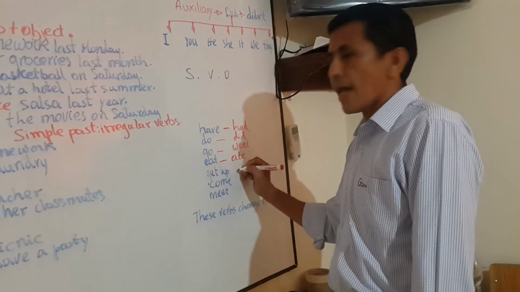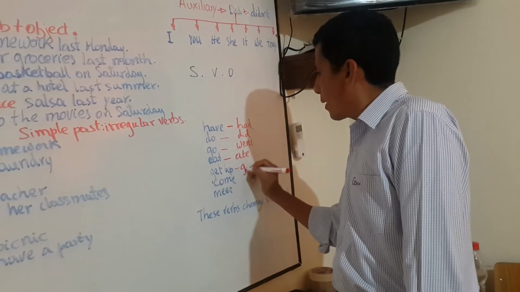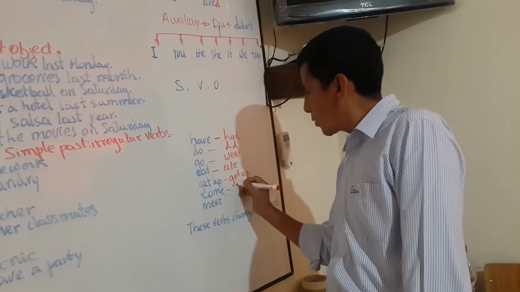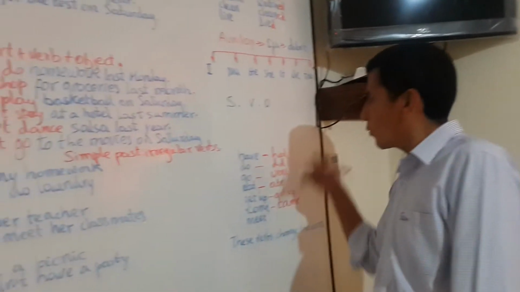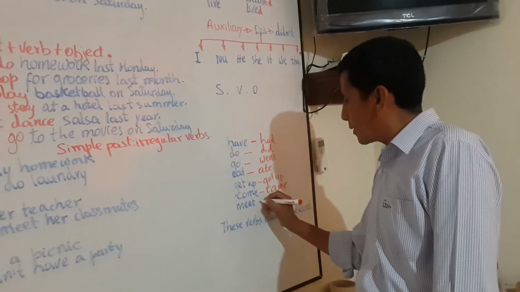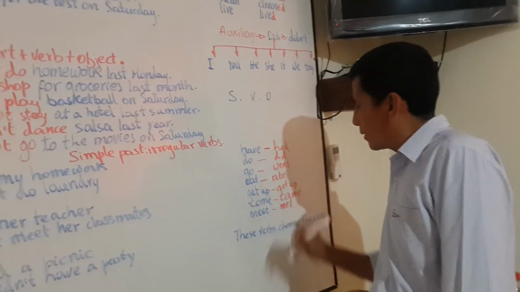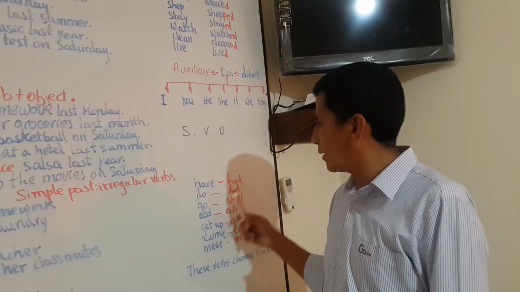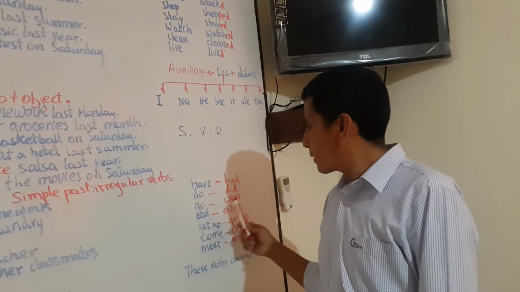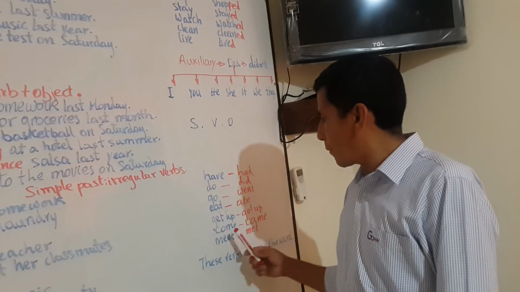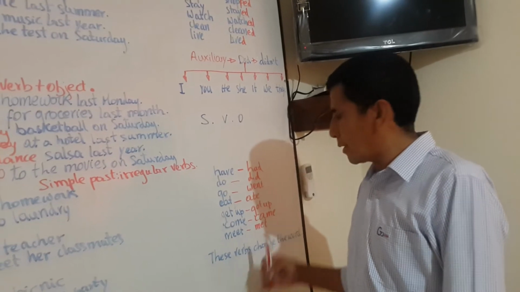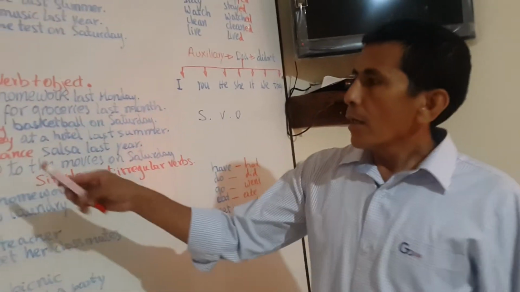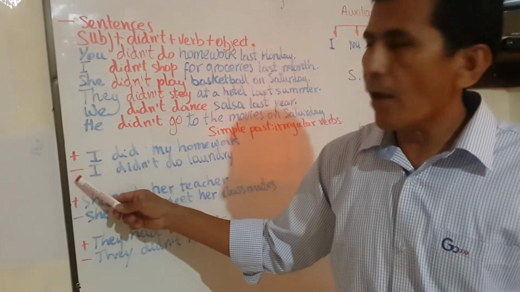We have another verb, get up. The past of get up is got up. Come, the past of come is came. What we are doing is changing the word. Meet, you are going to say met. The past of meet is met. So remember: have, had; do, did; go, went; eat, ate; get up, got up; come, came; meet, met. Remember, these verbs change the word. They don't add ed.